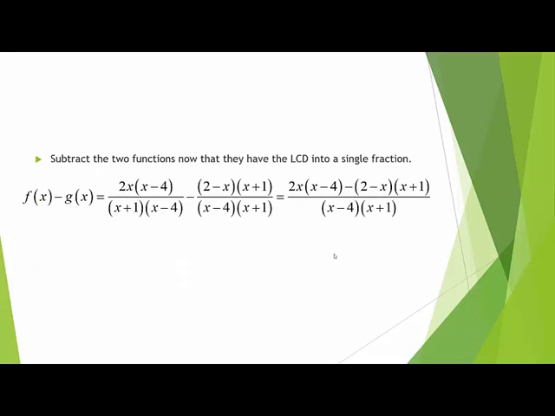So we subtract the two functions now that they have the LCD into a single fraction. So f of x minus g of x equals 2x times x minus 4 divided by x plus 1 times x minus 4 minus 2 minus x times x plus 1 divided by x minus 4 times x plus 1. Rewrite that into a single fraction. The numerator becomes 2x times x minus 4 minus 2 minus x times x plus 1, all divided by the LCD x minus 4 times x plus 1.